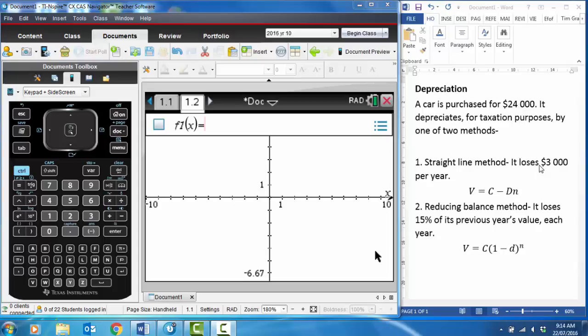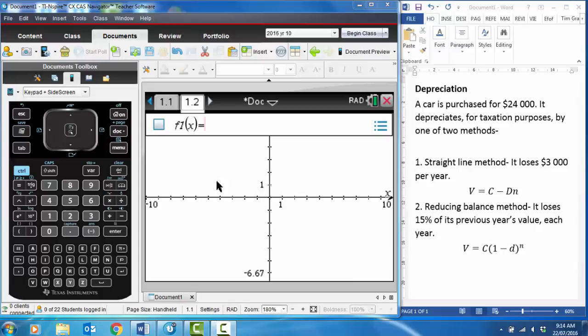The first method, the straight line, is going to lose $3,000 every year. The reducing balance method is going to lose 15% of its previous year's value each year. And here are our relevant depreciation formulas for each of those methods. What we want to do is graph these two depreciation methods and then analyze that graph.